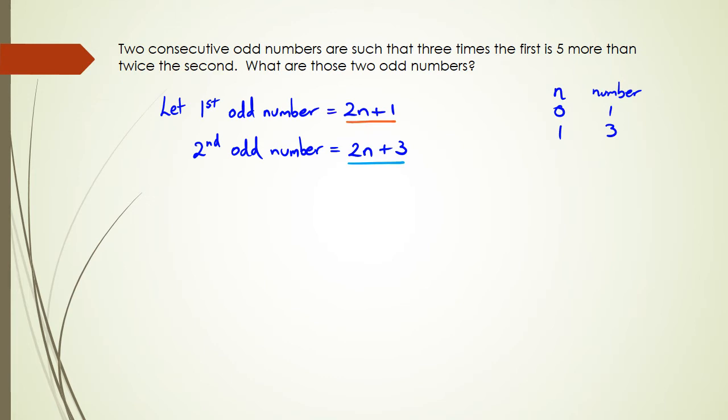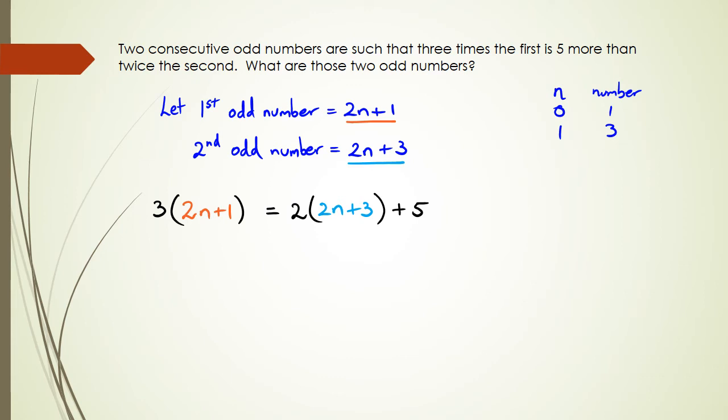So it says 3 times the first. So the first odd number is 2n plus 1, but it's getting multiplied by 3, is 5 more than twice the second. So twice the second odd number, which is 2n plus 3, is 5 more than, so it's plus another 5 attached to it. So I hope that makes sense. So we've got 3 times the first odd number is 5 more than twice the second. So twice the second is there, and then plus 5 is 5 more.